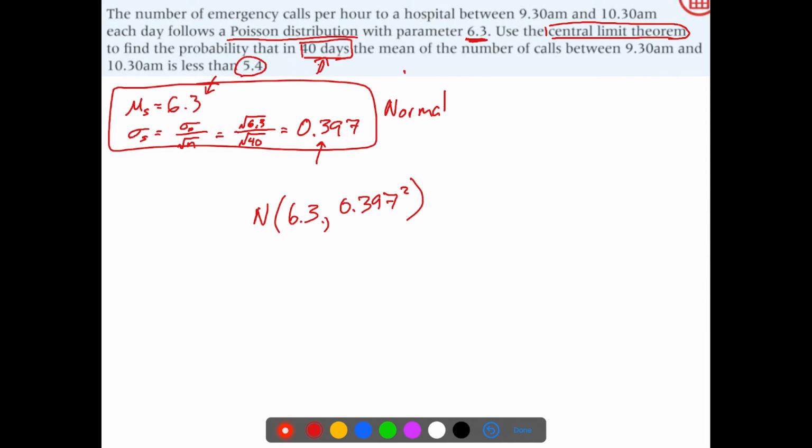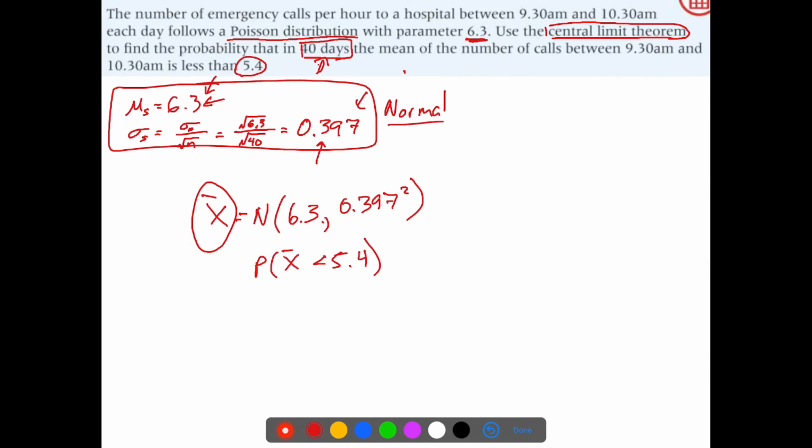Okay, and so we can find out now what is the probability that this function, whatever it is, let's just call it big X for our sample. What's the probability that the average for this number is less than 5.4? And we are talking about the average here, right? Because that's what this is. This is the mean, and this is the standard deviation of the average as a normal distribution.